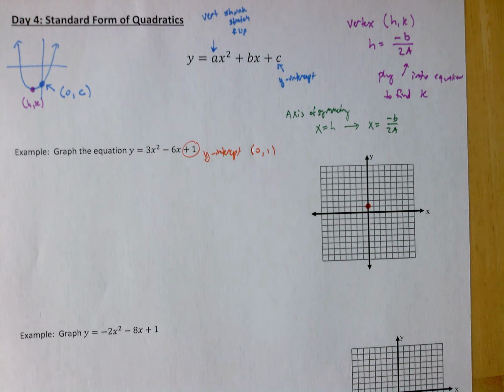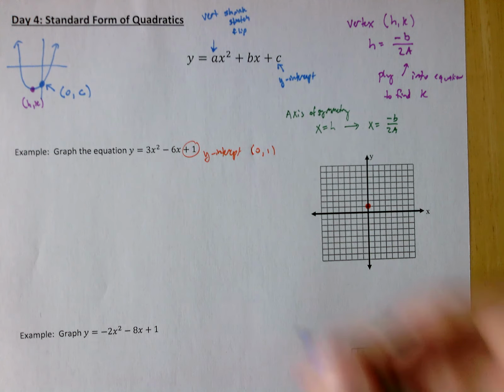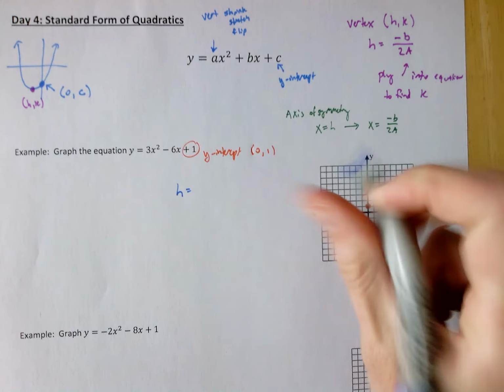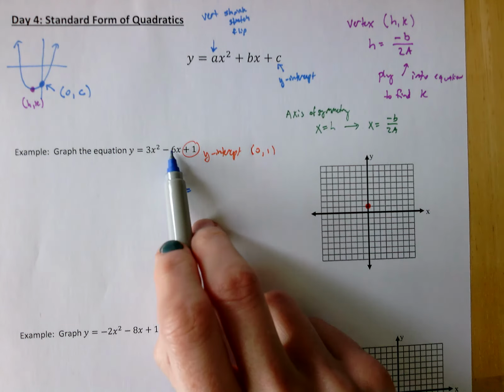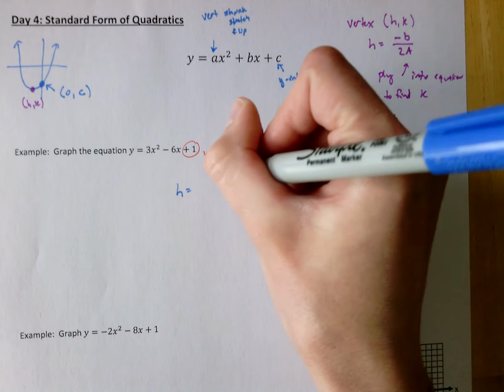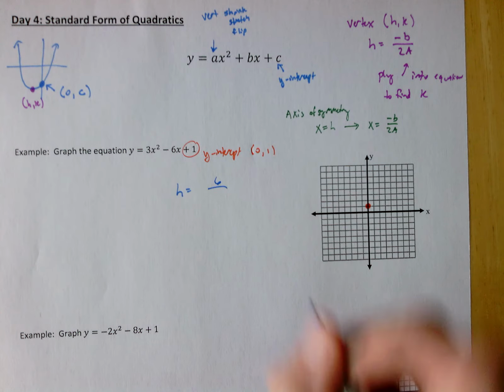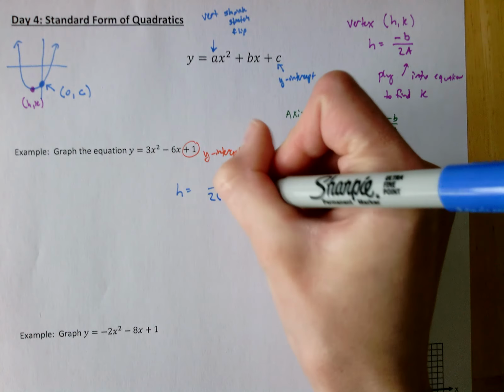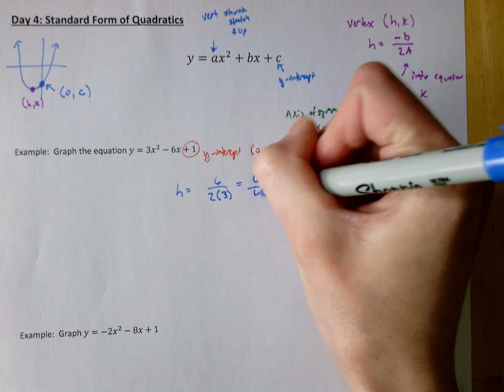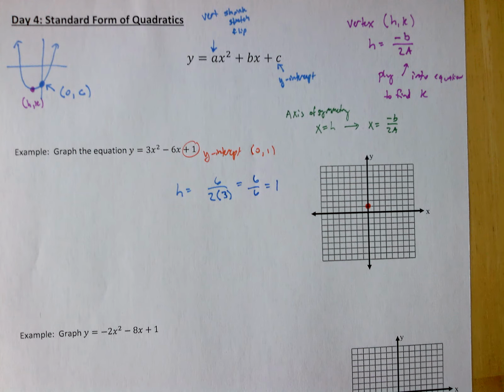That's my y-intercept. Not the vertex, just the y-intercept. Okay, now we're going to calculate the vertex. And in order to do that, I'm going to start with h equals the opposite of b over 2a. So this guy's b, it's a negative 6. So the opposite of negative 6 is positive 6 over 2 times my a value, which is 3. So that's 6 over 6, which is 1.